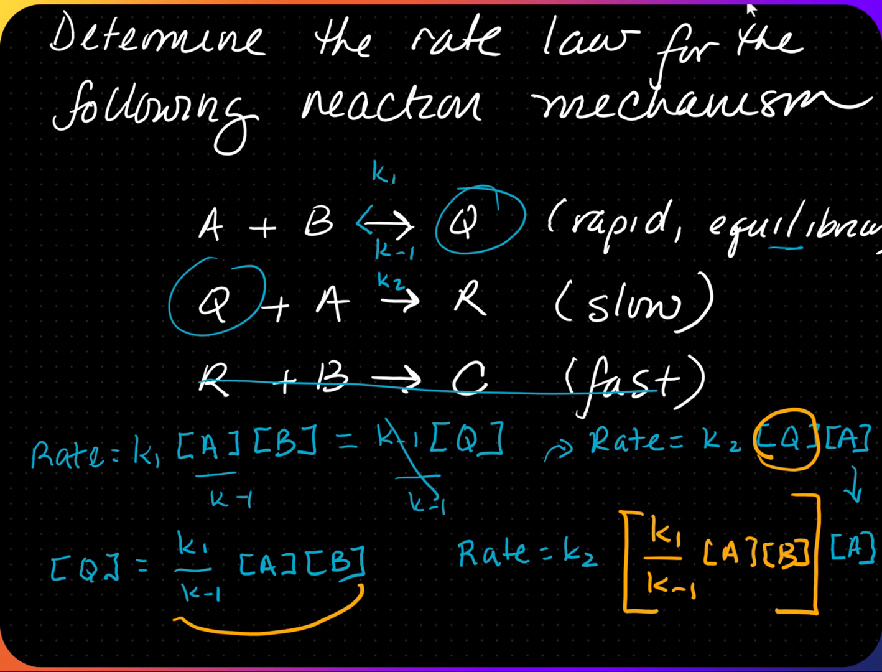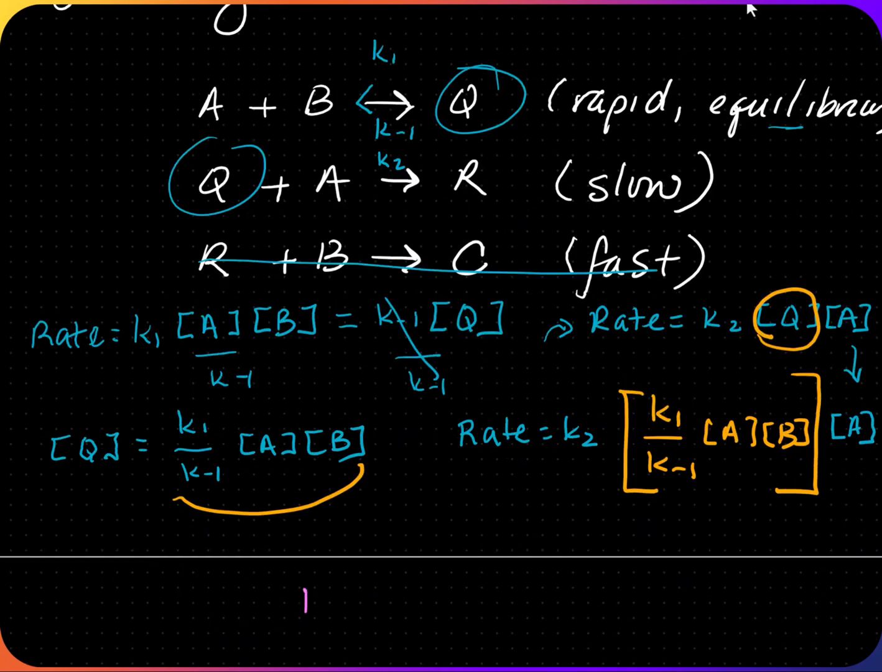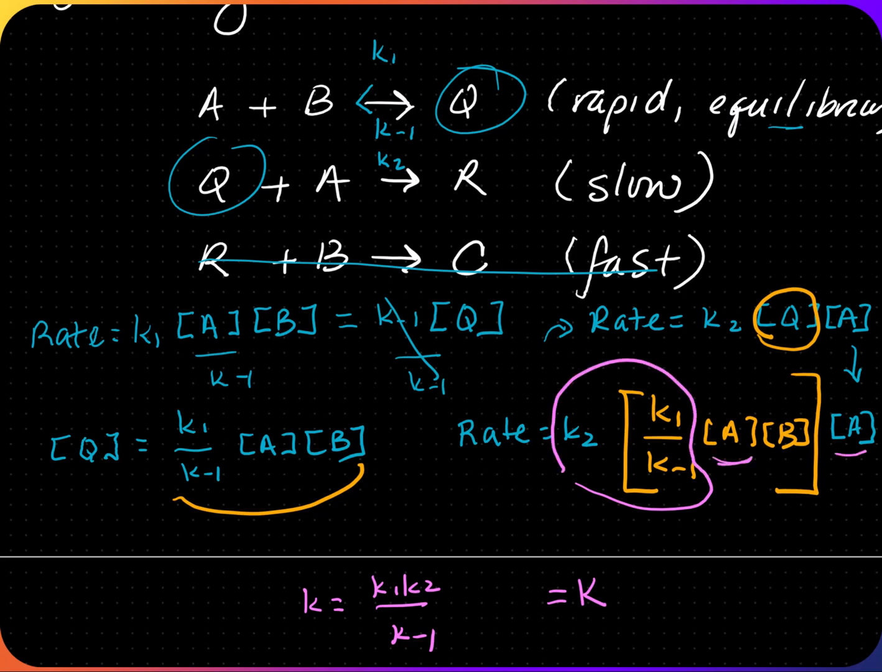We could say that since K1, K2, and K minus 1 are constants, I could say K is equal to K1 K2 over K minus 1. So when I rewrite the rate equation, this whole thing right here is going to equal K. We have an A in brackets and another A in brackets, so that's A squared times B in brackets. So this is the rate equation for this reaction.